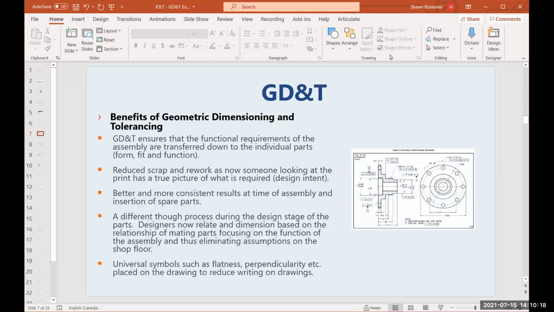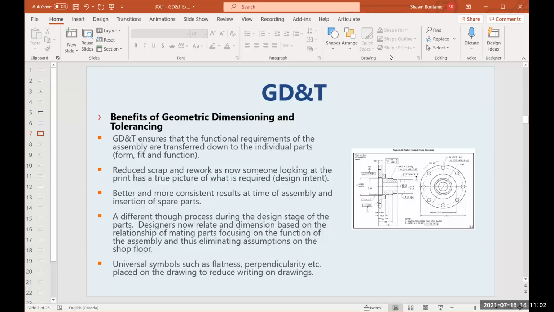Geometric dimensioning and tolerancing is concerned with form, fit, and function. So there's a number of different benefits of taking the time to apply GD&T to your drawing packages. Number one, GD&T ensures that the functional requirements of the assembly are transferred down to the individual parts, therefore satisfying that form, fit, and function. It also tends to reduce scrap and rework because now someone looking at the print has a true picture of what is required, the actual true design intent. And we also get better and more consistent results at the time of assembly and with insertion of spare parts.